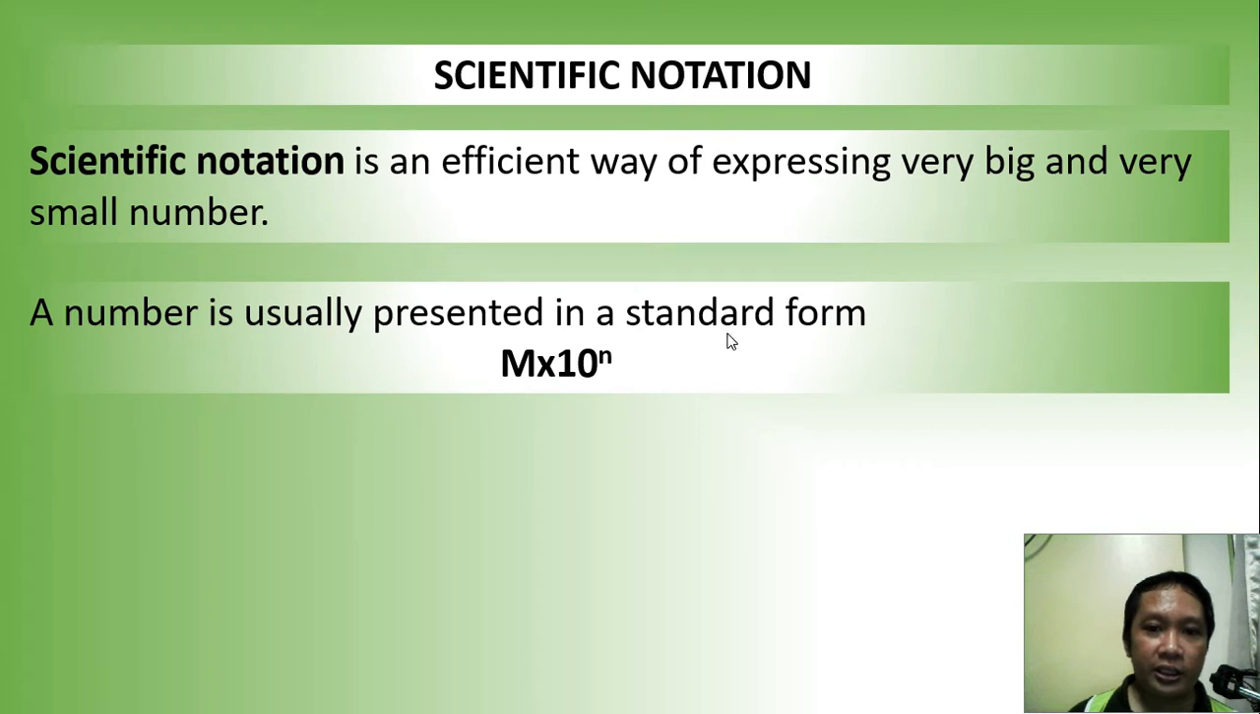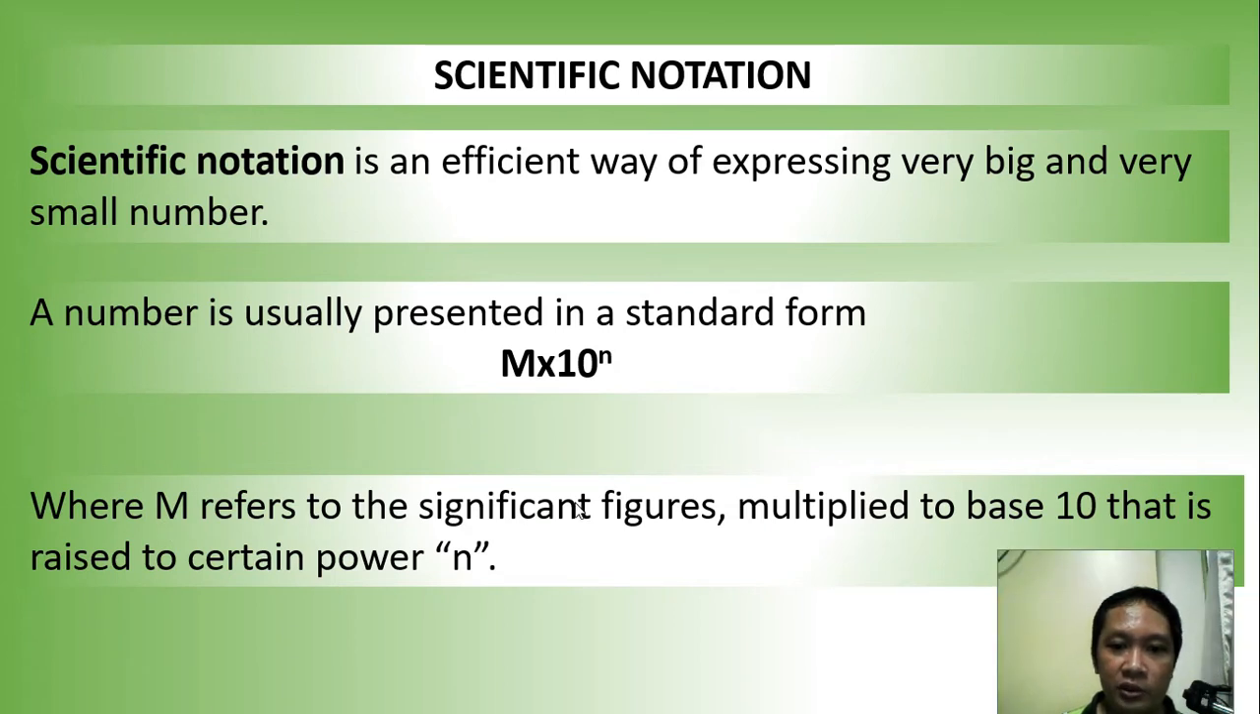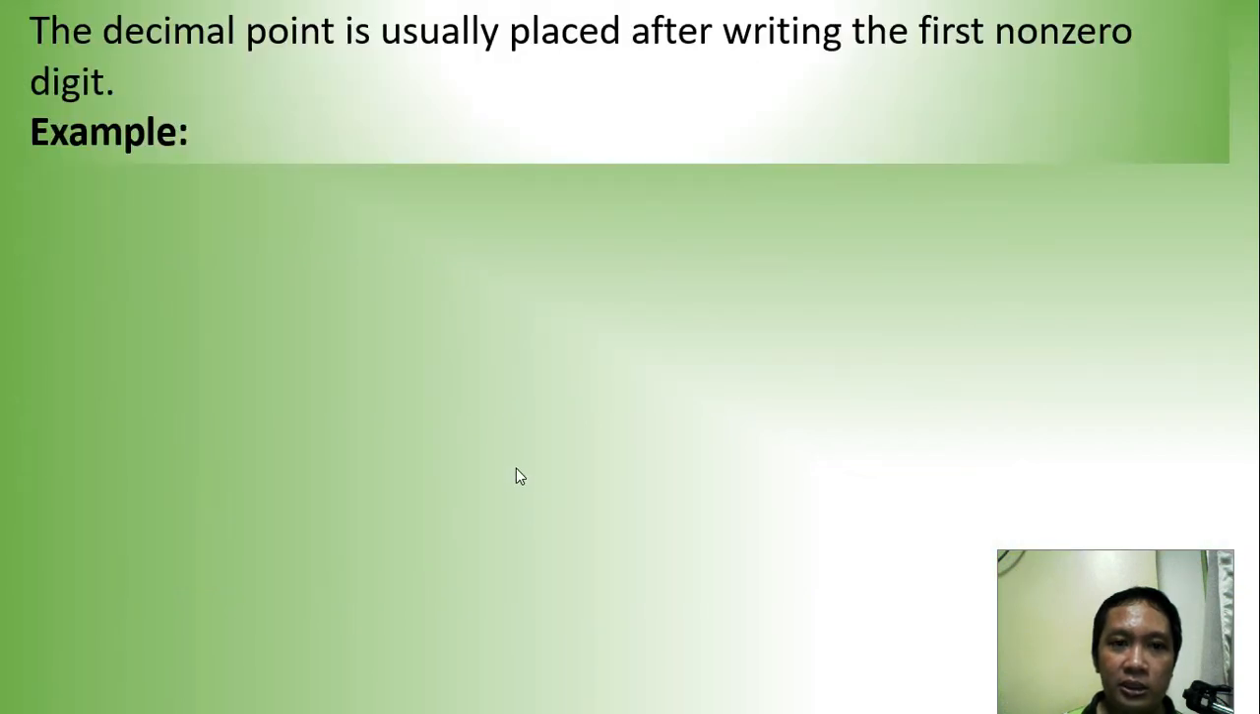This is its standard form, m times 10 to the power of n, wherein m corresponds to significant figures, and n denotes power. So m refers to the significant figures that we presented a while ago, multiplied by a base 10 that is raised to a certain power n. Okay, so that's it.